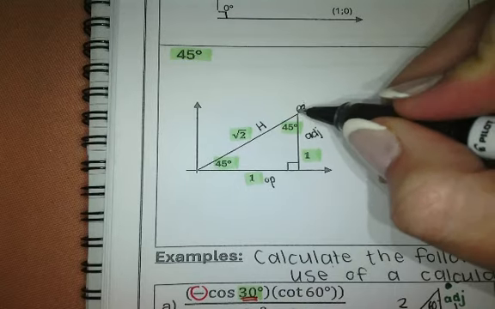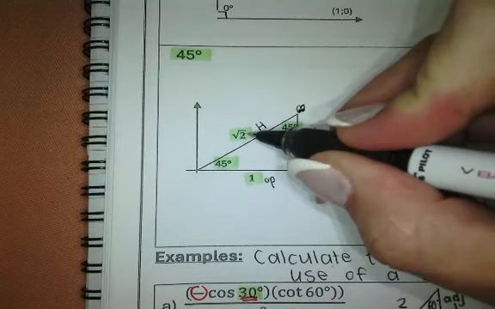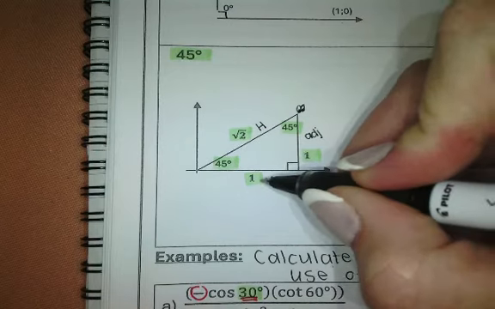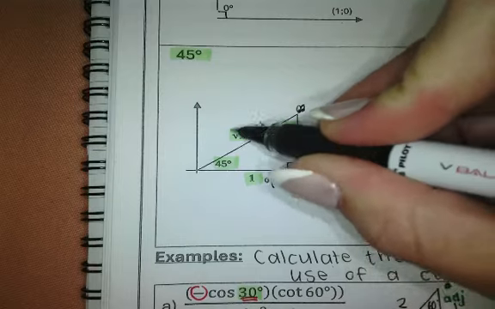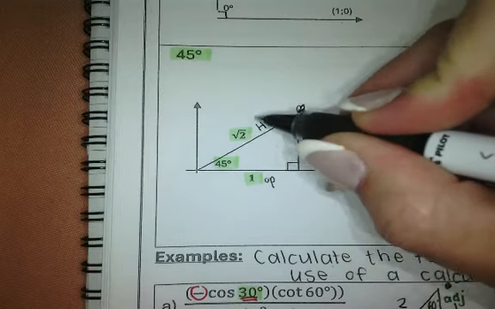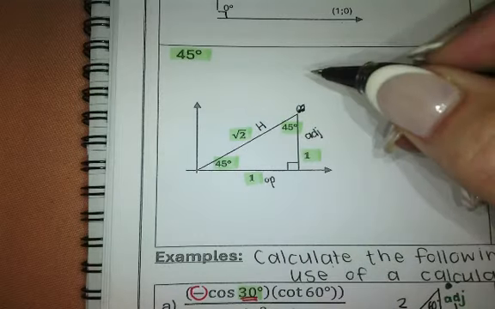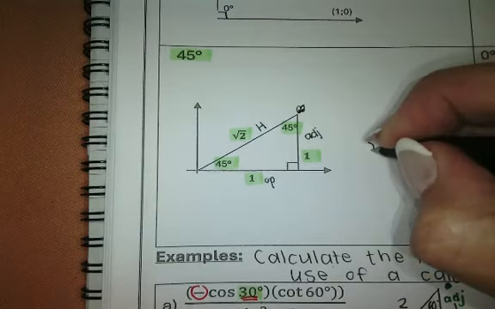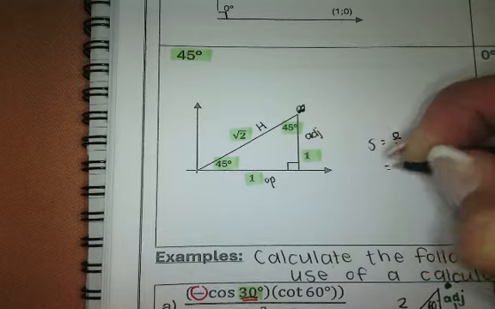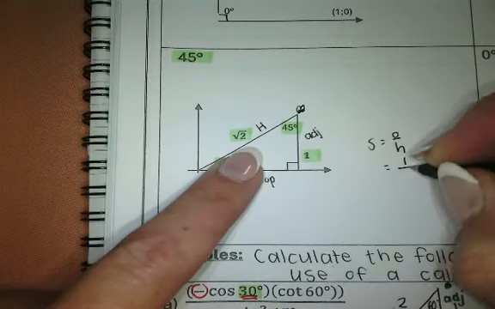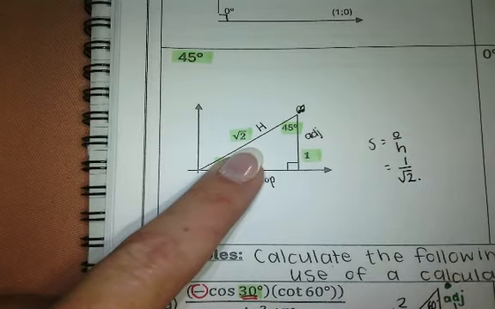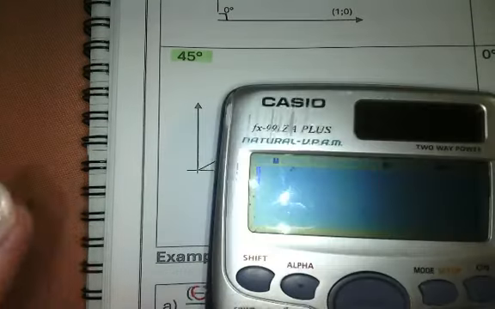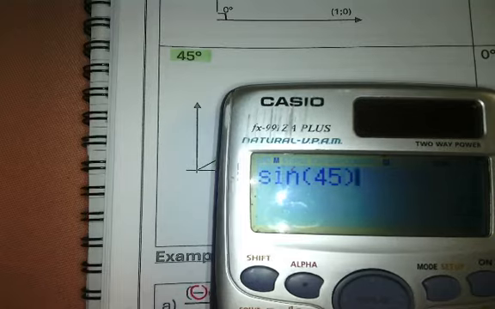So sin 45, SOH: silly old hens. It's 1 over square root 2. Do you see? Opposite is 1, hypotenuse is square root 2. So we know it's going to be 1 over square root 2. Are you with me? Okay, so silly old hens. What is my opposite side? 1. What is my hypotenuse? Okay, can you see? If you put sin 45 into your calculator, look what you get.